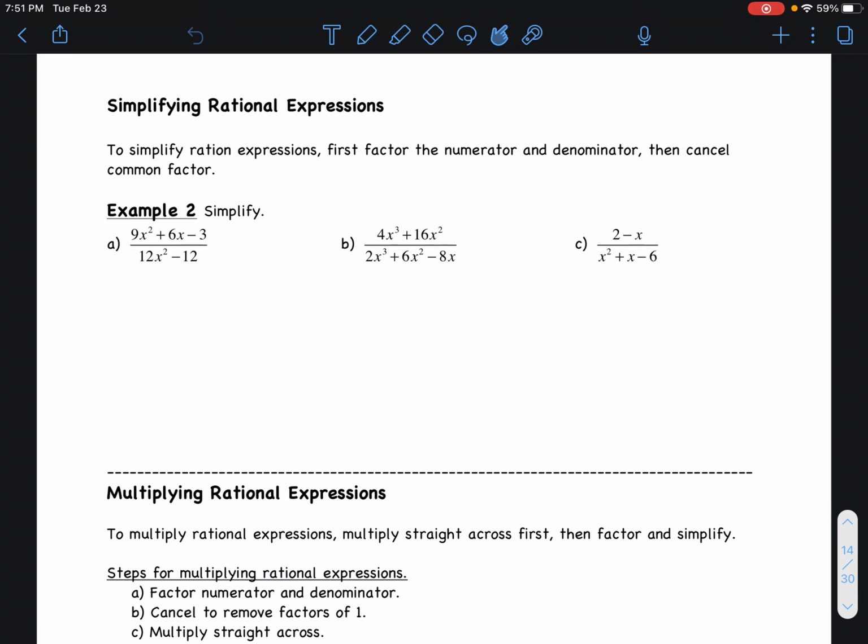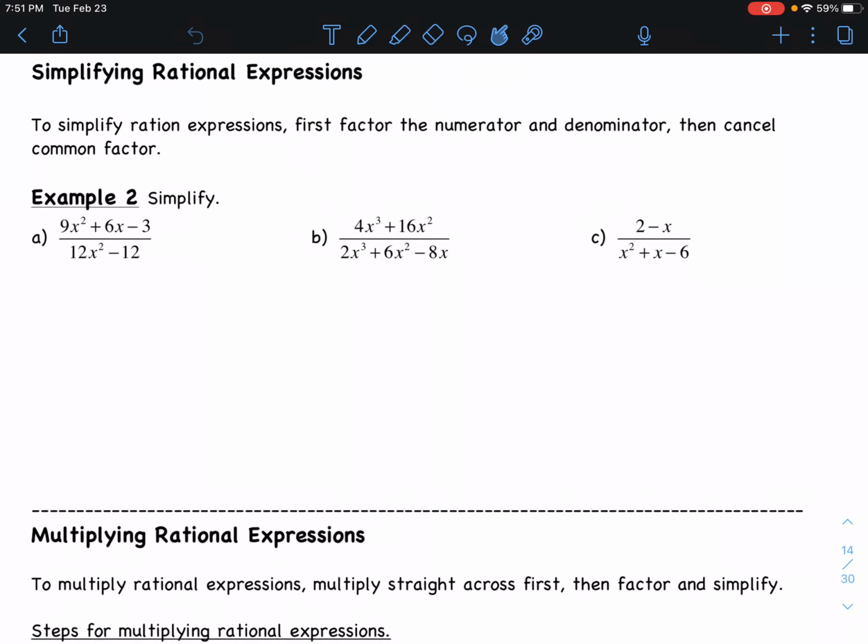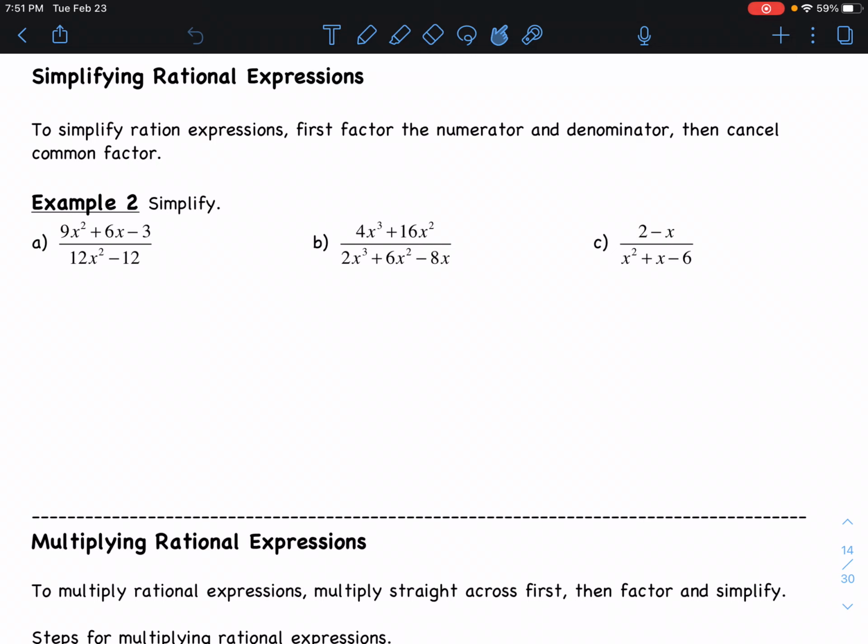So in this part, we're going to be simplifying rational expressions. A rational expression, you can see 3 examples below. It's typically just a fraction, okay, with variables on the top and the bottom. Now, to simplify rational expressions, we're going to entirely have to factor the numerator, entirely factor the denominator, and then cancel any terms that are common.